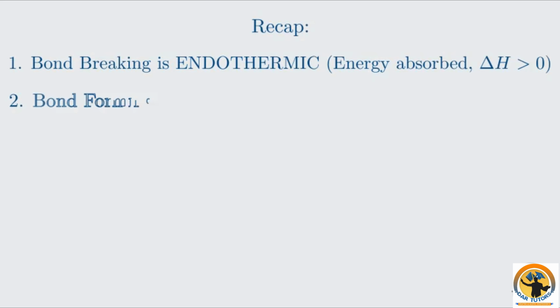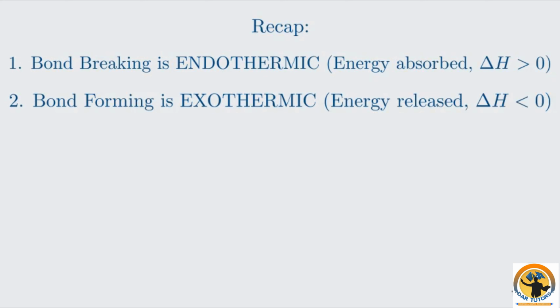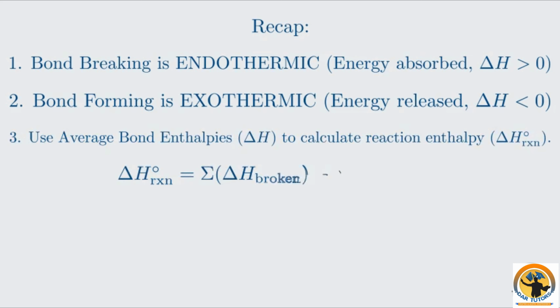These are the key takeaways you should master for the IB HL chemistry exam. We began with the fundamental principle that energy is always absorbed when chemical bonds break, an endothermic process, and energy is always released when new bonds form, an exothermic process. We saw how average bond enthalpies can be used in conjunction with Hess's law to estimate the enthalpy change of a reaction. The key formula is the sum of bonds broken minus the sum of bonds formed.